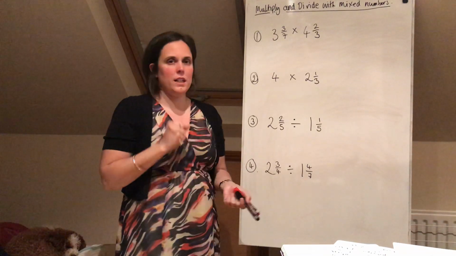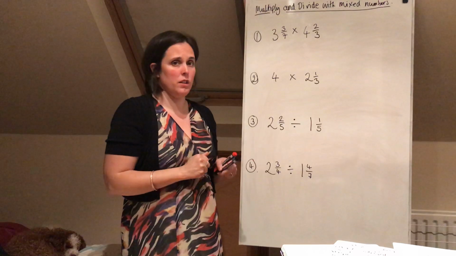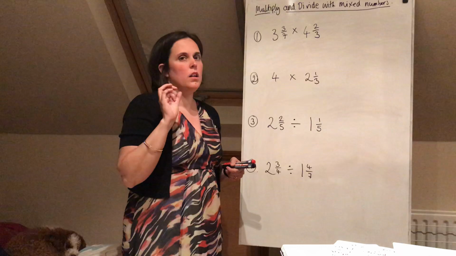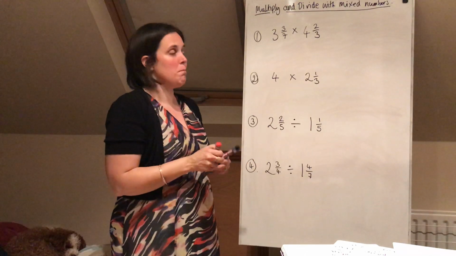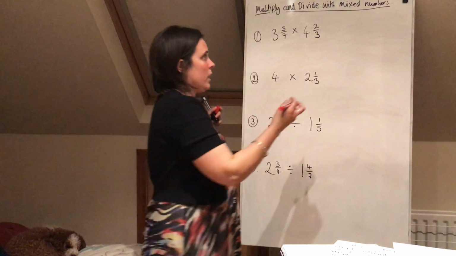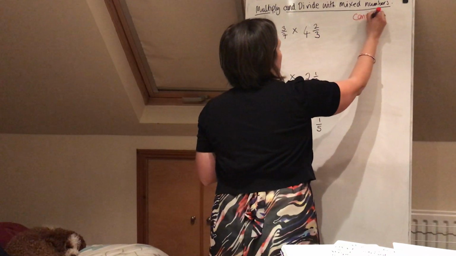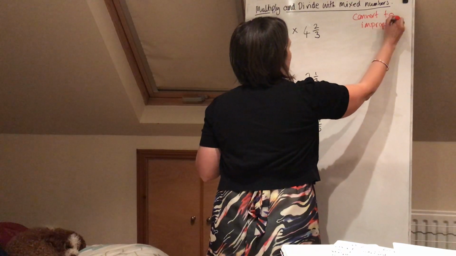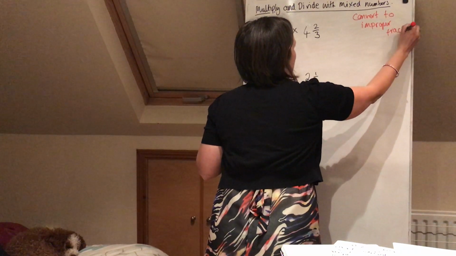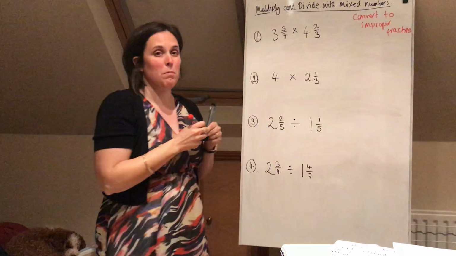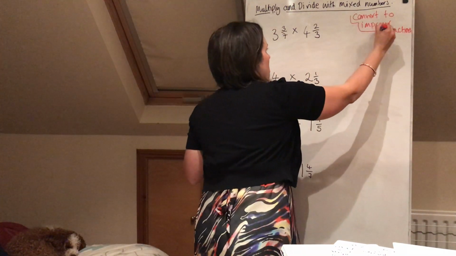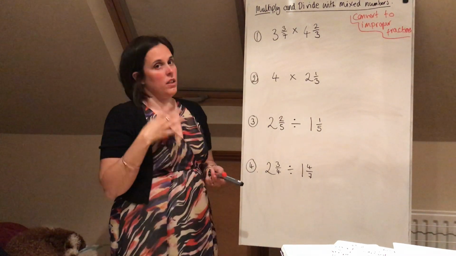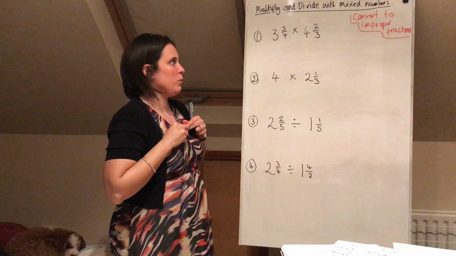Now, when you're adding and subtracting with mixed numbers, there's a couple of different techniques, but with multiplication and division, you must, and I can't emphasise this enough, you must convert to improper fractions. Very, very important, you must do that first before you do anything else. Once you've done that, everything else just follows on in exactly the same way it did before.